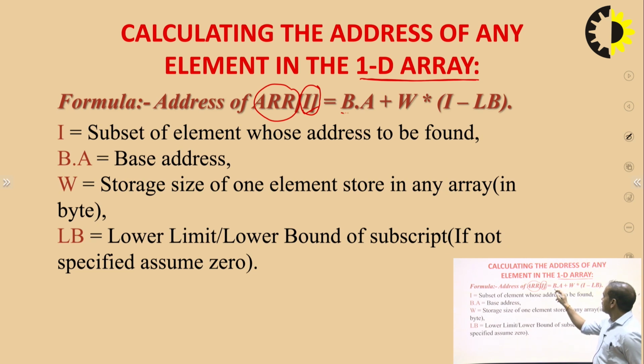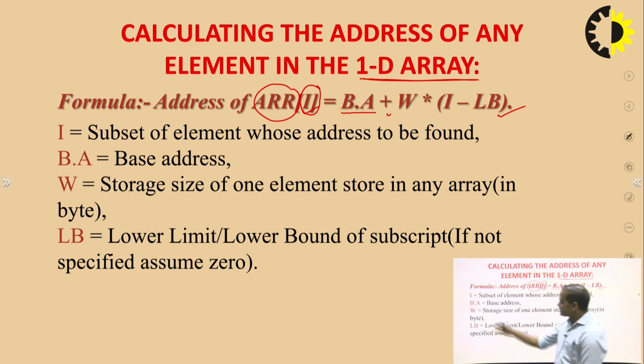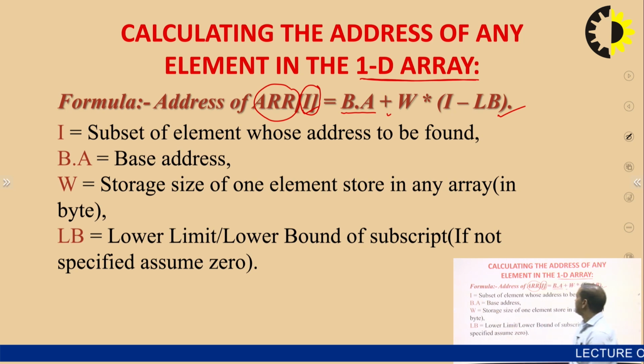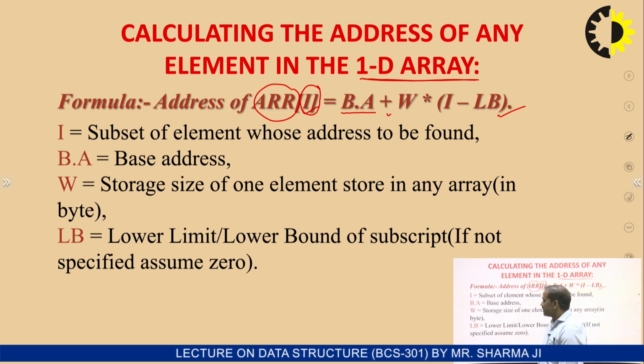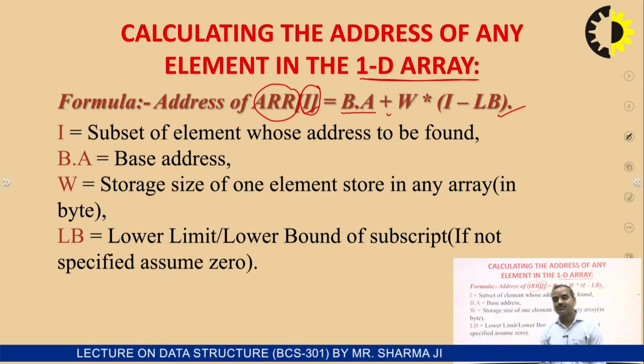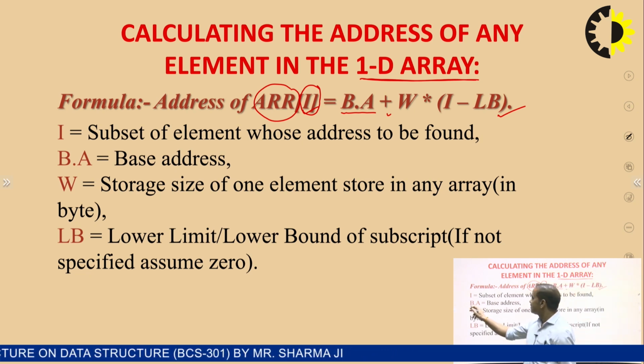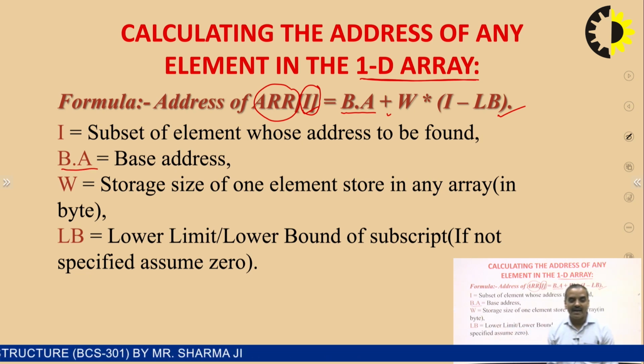Here the short form BA is called base address, plus W into I minus LB. LB is the lower bound of the given array. I will explain all the points. I is the subscript of the element whose address is to be found. I is that element we want to calculate the address of, location at I, and I is also called the index value. Here BA is the base address, the location from which our array is stored, that is called base address.